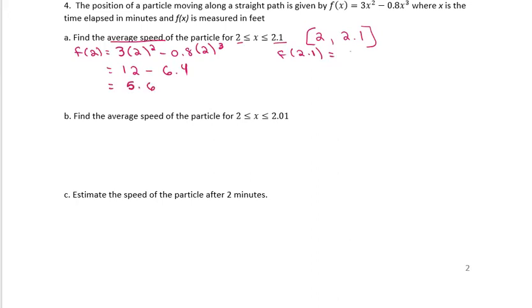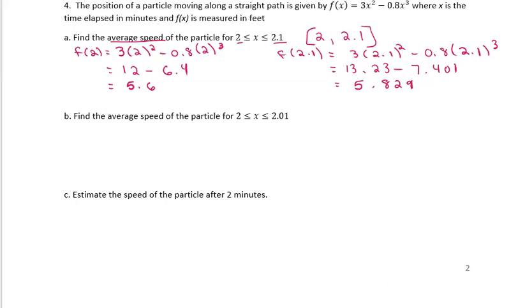For this one, we'll have 3 times 2.1 squared minus 0.8 times 2.1 to the third. Same thing as before, we need to simplify it down so that we can figure out our f of 2.1 value. So this will give us 2.1 to the second times 3 is 13.23. 2.1 to the third times 0.8 is 7.401. Do our subtraction and we get 5.829.